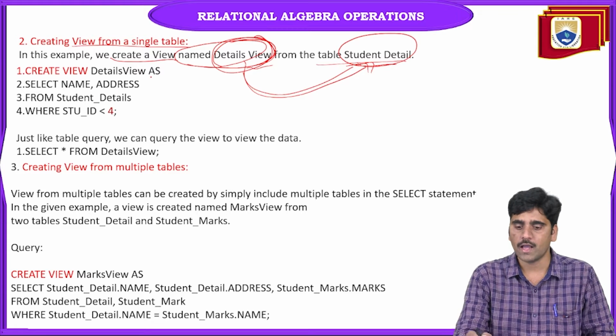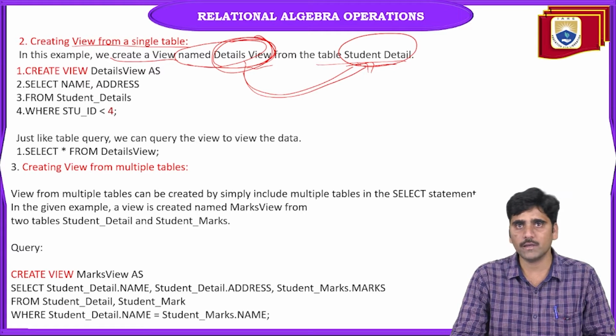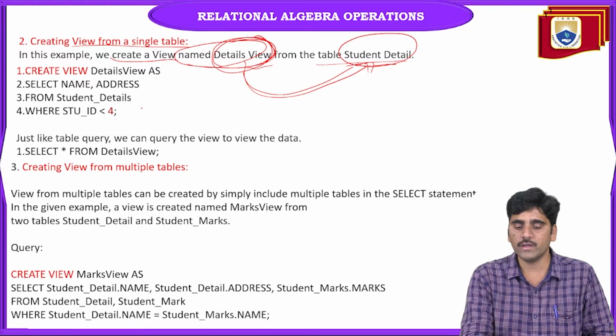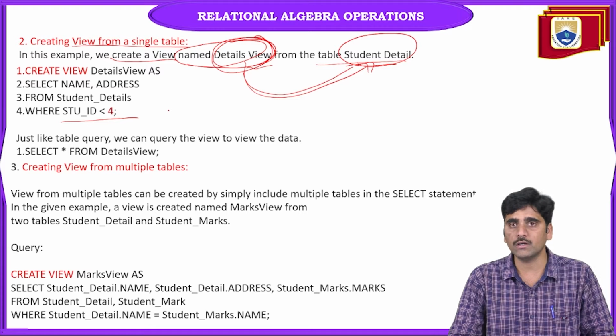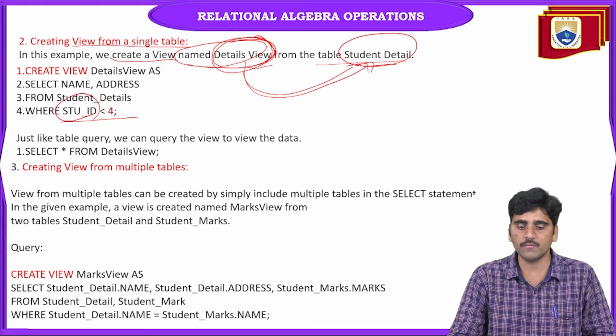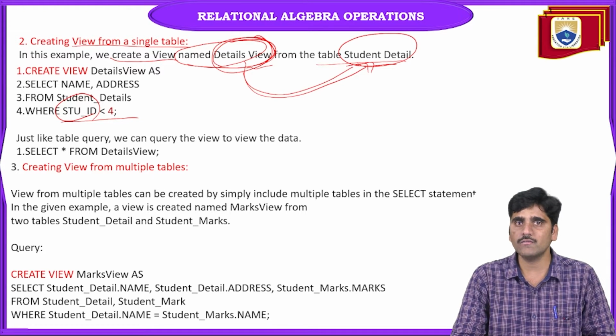Details view as select name, address. Select name, address from student details, where the condition is what? Student_ID. This is the column name from the table. That is the column name from the table. Student_ID less than 4.